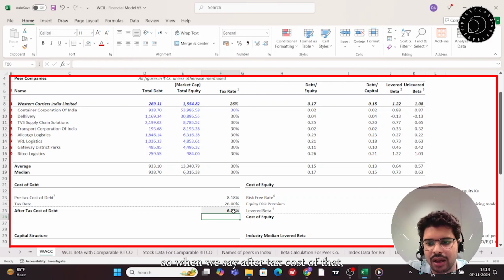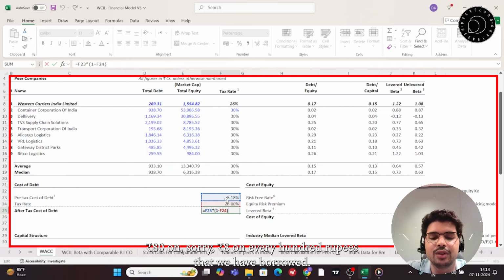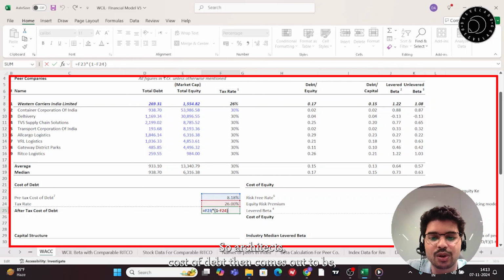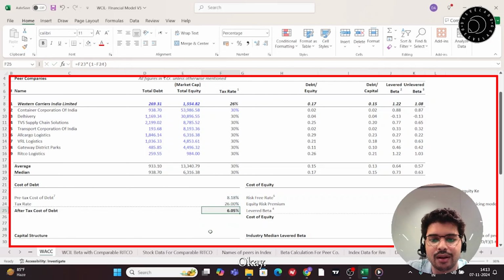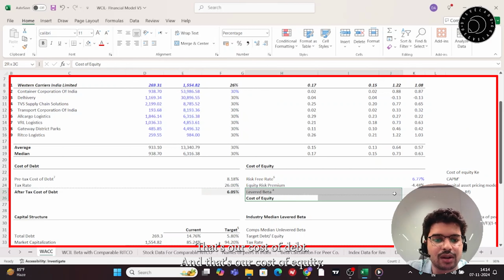When we say after tax cost of debt, we say, hey, our actual borrowing cost is 8.18%. But if we are paying 8 rupees on every 100 rupees that we have borrowed, our profits get reduced by that 8 rupees, and we pay less tax. So after tax cost of debt comes out to be pre-tax cost times 1 minus tax rate. So there you have it. That's our cost of debt and that's our cost of equity.